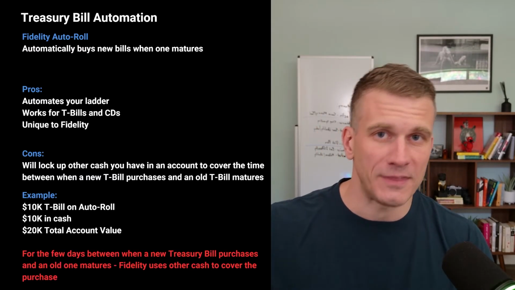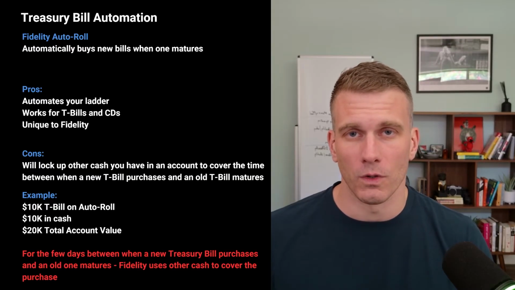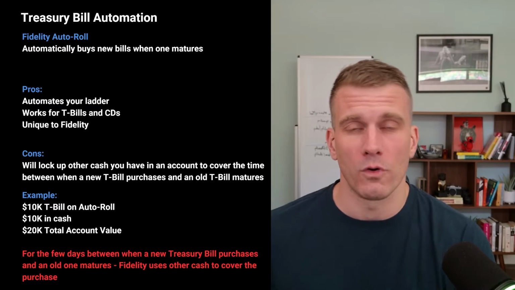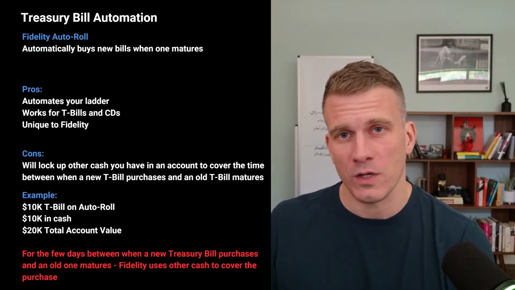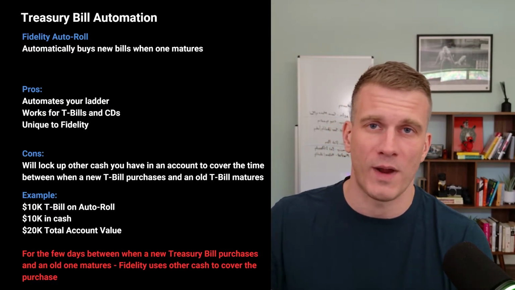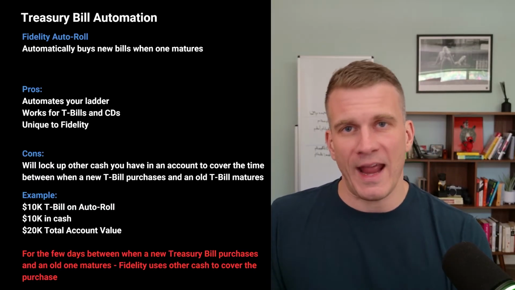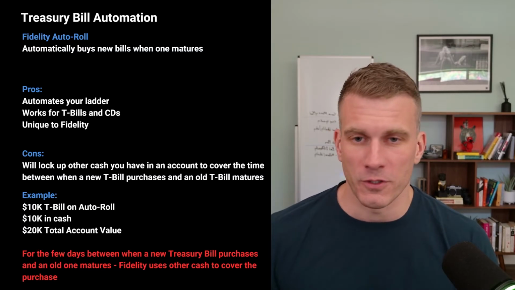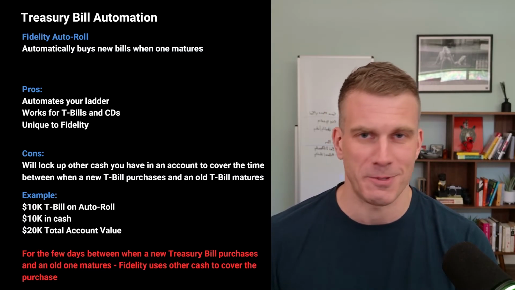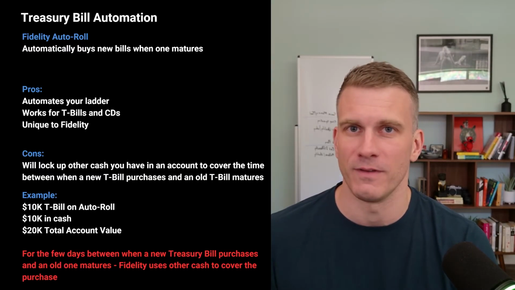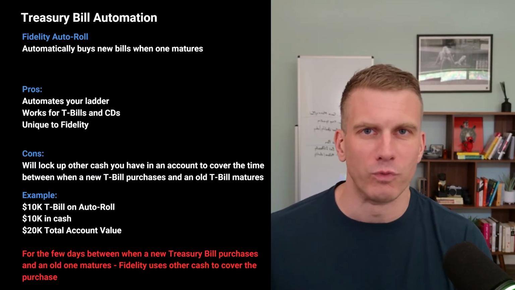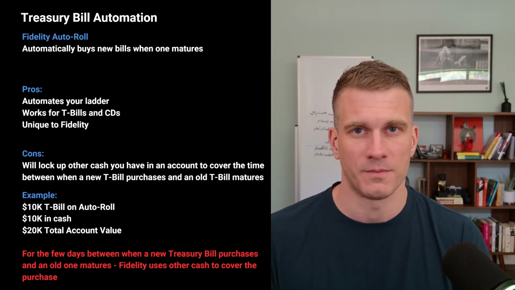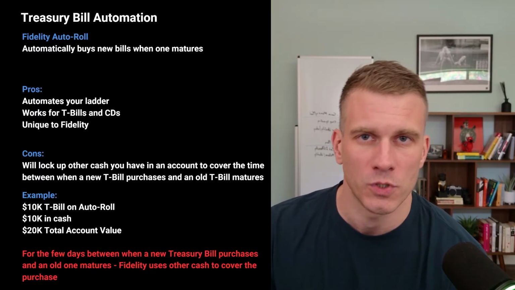Let's say you have a $10,000 treasury bill that's set up on auto roll and you have $10,000 in cash sitting in the account. Well, the big problem or risk is that for the few days between when the treasury bill was purchased and you're waiting for money back from the old one, that cash that's sitting in the account is going to be used for that purchase. And so if you're someone like me who uses a cash management account to pay bills and to have cash available for expenses, I don't want to risk having my account overdrawn because I have some large expense that comes out at the same time as a new treasury bill is purchased.